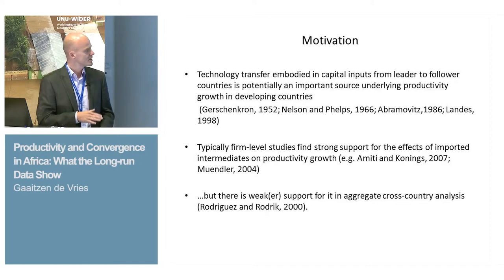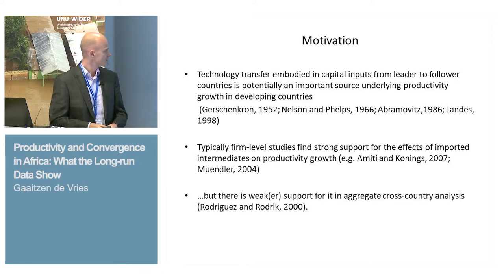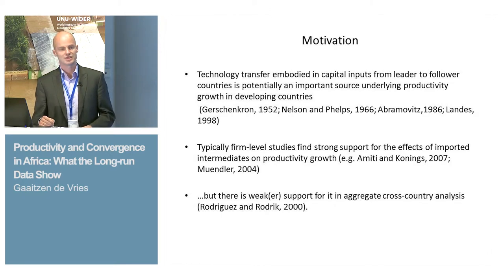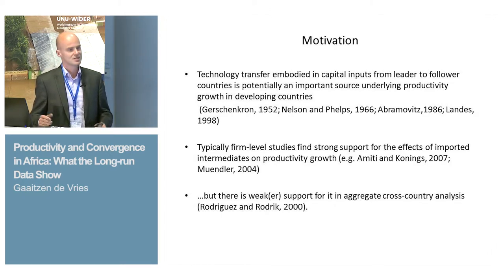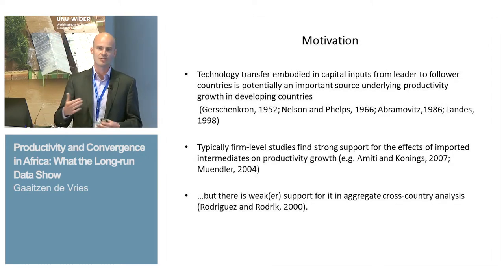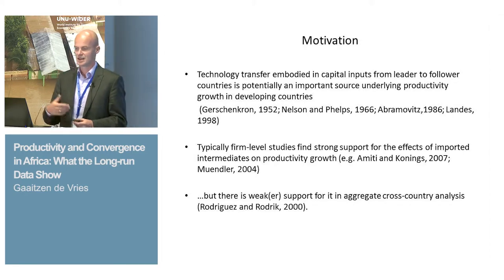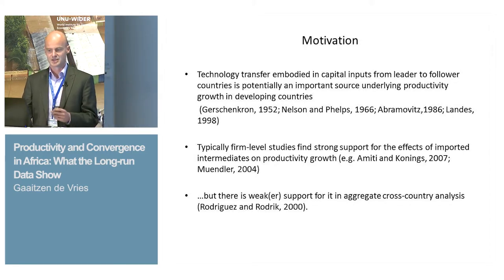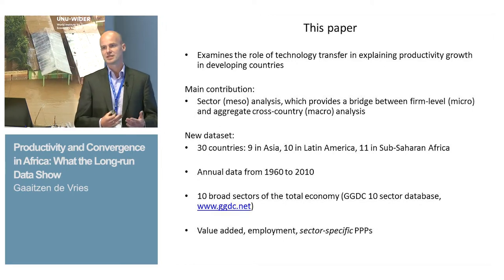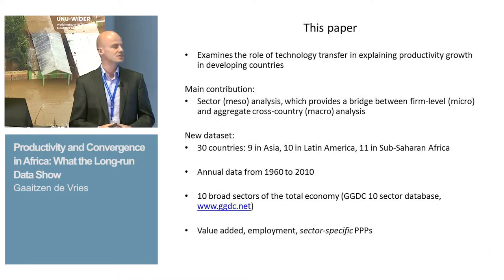But the problem is that if you move to a more aggregate analysis, you tend to find much weaker support for this in the empirical literature. One of the key references is the work by Rodriguez and Rodrik. They argue that a lot of trade measures do not really find support for this aggregate effect, which economic historians talk so much about. So what we do in this paper is take a step in between to analyze where this incongruence is coming from.